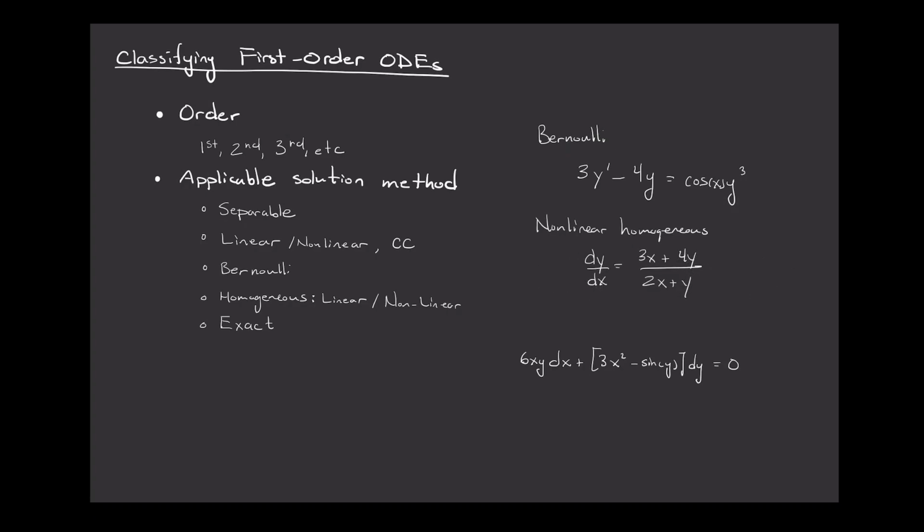In the last case, we've set it up to imply that it's exact. Now one can check that it's exact by taking the partial derivative with respect to y of 6xy, taking the partial derivative with respect to x of 3x squared minus sine y. And if it's the case that these are the same, which they are, then we have an exact differential equation. We'll look at cases of each of these types of differential equations and solution methods in the upcoming examples.